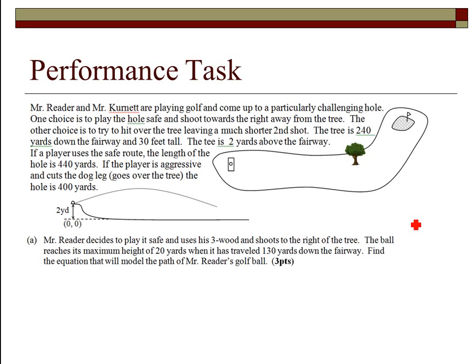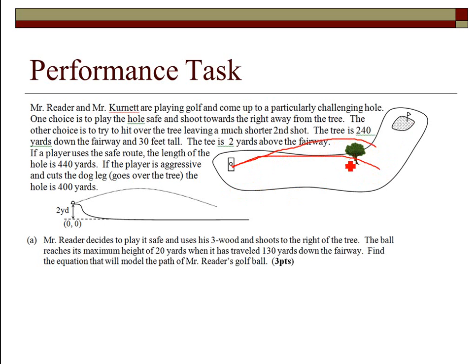So here's the situation. Mr. Reeder and Mr. Cornett are playing golf and come up to a particularly challenging hole. One choice is to play the hole safe and shoot towards the right away from the tree. The other choice is to try to hit over the tree, leaving a much shorter second shot. So what we have right here is what's called a dog leg. So one option is to shoot to the right, shooting it down like out over here. The other choice is try to shoot over the tree and you get a much shorter shot.